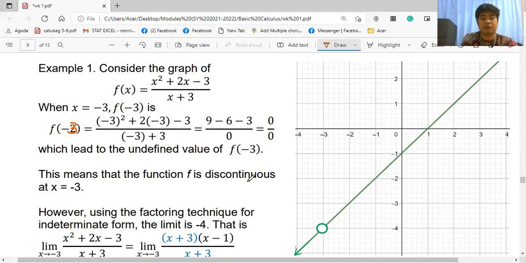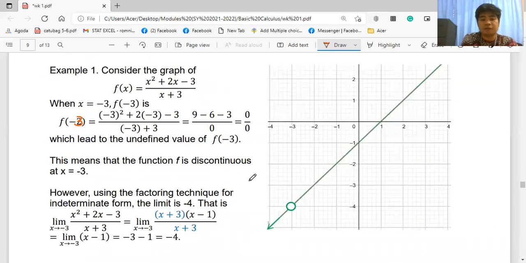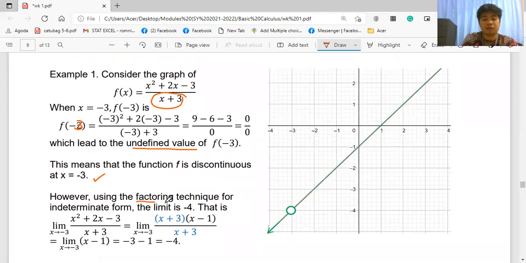So this must be f of -3. Now consider the graph. The graph is here. Nakikita natin na pag ginamit natin ng x that is equal to -3, magiging undefined yung f of -3. And now this means that the function f is discontinuous. That is already proven kanina on the continuity. However, if we're going to redefine it using the factoring technique, we can see here that we can eliminate x plus 3, making it x minus 1 as the remaining function. That's the reason why -4 becomes the limit.